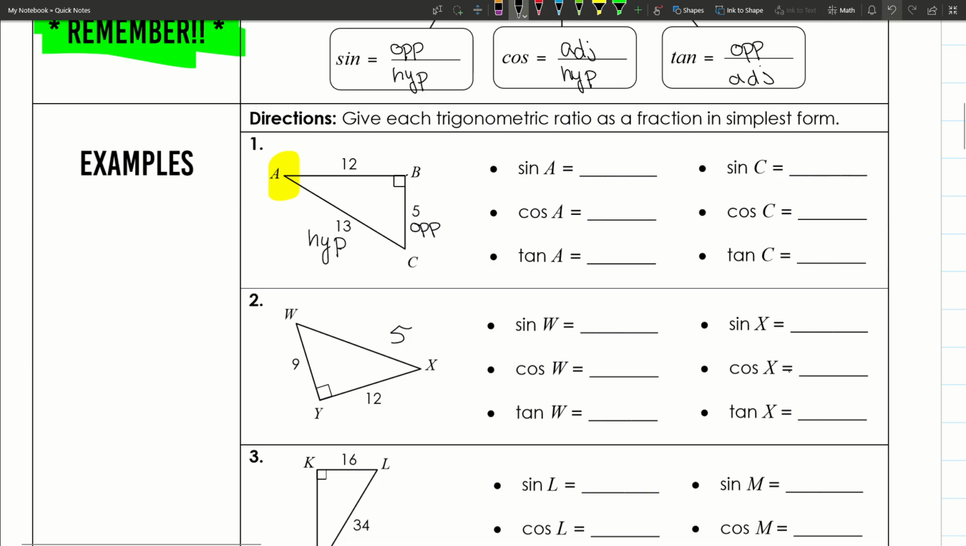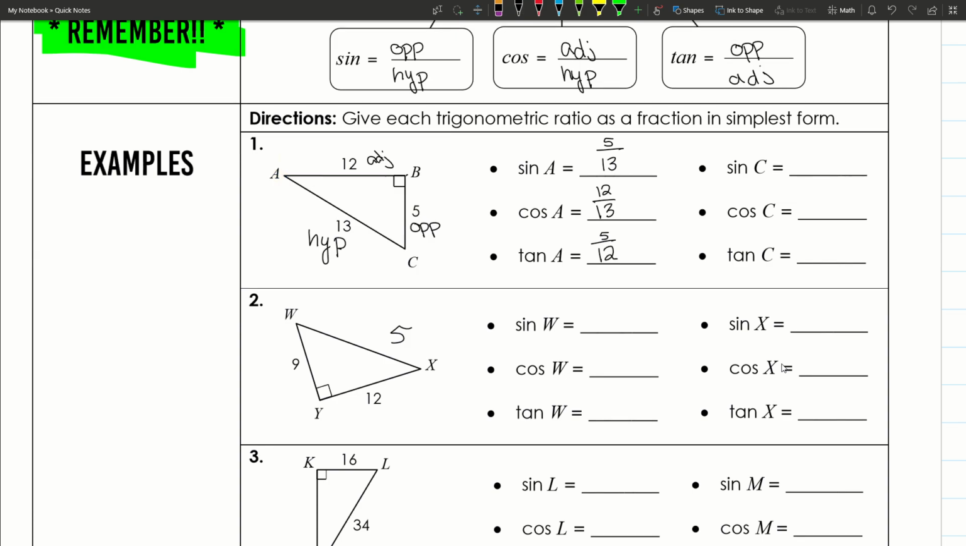The one that is right next door, the closest number that is not our hypotenuse, is our adjacent. So we said sine is opposite, 5, over hypotenuse, 13. Cosine is adjacent, 12, over hypotenuse, 13. And tangent is our opposite, 5, over our adjacent, 12.